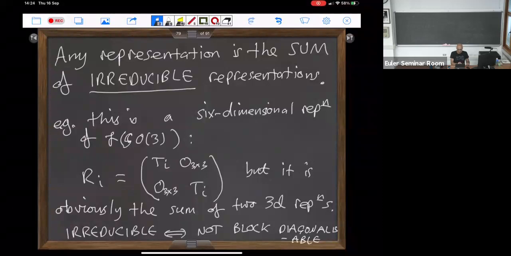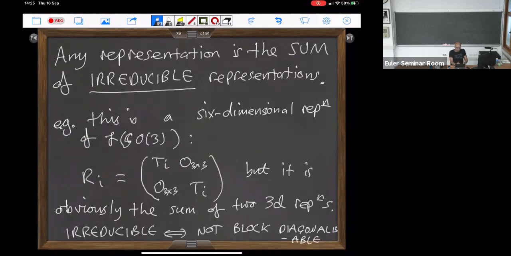Okay, these matrices, it's trivial to check almost, will satisfy the SO3 Lie algebra, the commutation relations of SO3. So therefore, this is a representation. However, this is obviously the sum of two more fundamental objects. It's the diagonal sum of the three-dimensional representation.